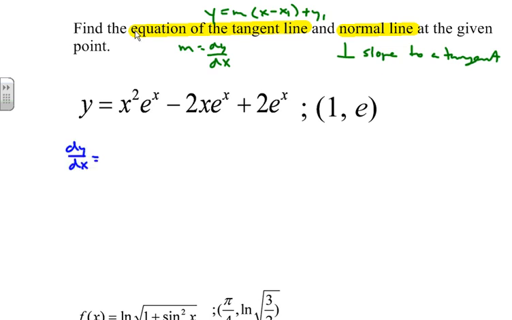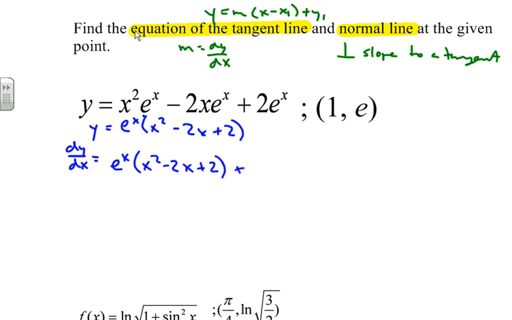Now, to do this, I am going to first factor out an e^x, because I noticed that I have an e^x in this equation. So I'm going to factor this out, and that makes it a little bit easier, because now I'm going to use the product rule. I'm going to have the derivative of e^x, which is e^x, times x squared minus 2x plus 2. And add that to the derivative of the next function, which is going to be 2x minus 2, times e^x again.